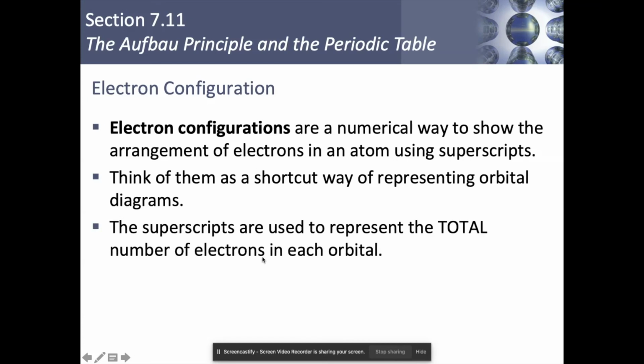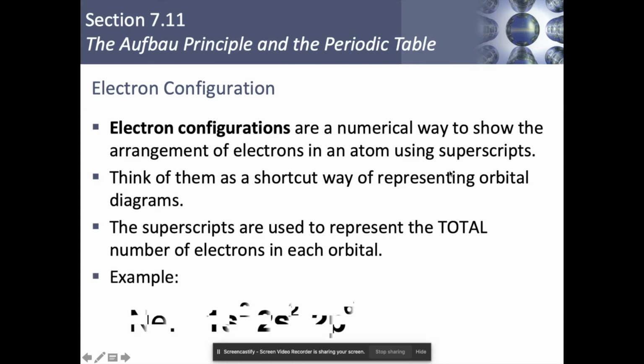The superscripts are used to represent the total number of electrons in each orbital. So notice for orbital diagrams, we had 3 boxes to represent the p orbital. We don't need to do that for electron configurations. We can just count how many arrows there were. Oh, great, there were 6 arrows in that. That means that we would put a 6 as a superscript.